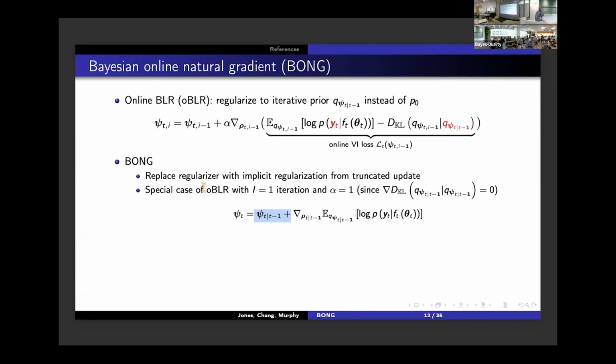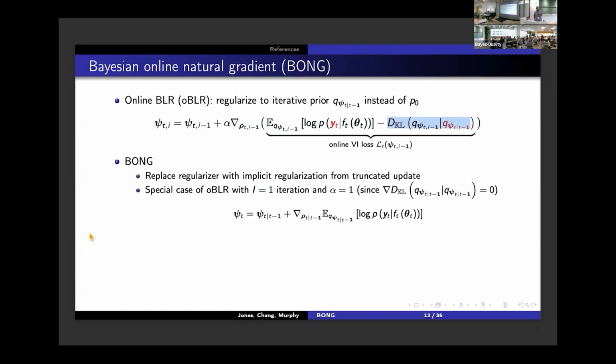By the way, we just realized this yesterday. It should have been more obvious. But you can actually get this as a special case of BLR, where your number of iterations is just one. You do a single iteration, and you set your learning rate to 1. The reason for that is on the first step of BLR, this KL term will be 0, obviously, and moreover, the gradient of the KL is 0 because it's smooth. So on the very first step of BLR, the regularization term doesn't contribute.